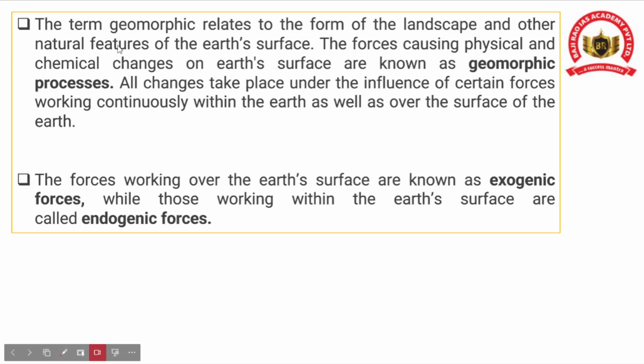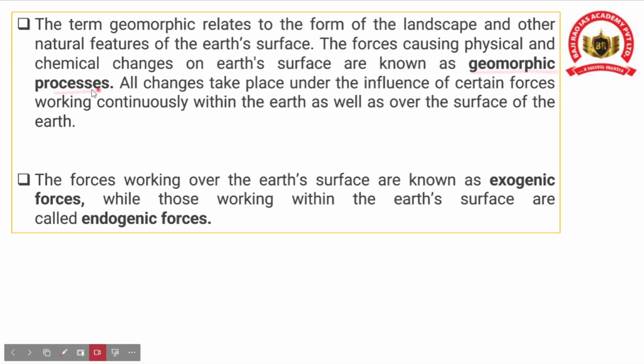The term geomorphic originally relates to a landscape or other natural features on the Earth's surface. If you look at the structure of Earth, it consists of crust, mantle and core. Therefore, the term geomorphic relates to the landscape or the natural features on the Earth's surface, that is on the crust part of the Earth. The forces causing physical and chemical changes on the surface of the Earth are known as geomorphic processes.